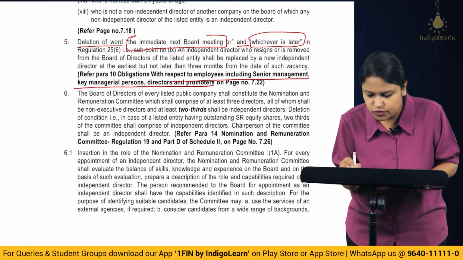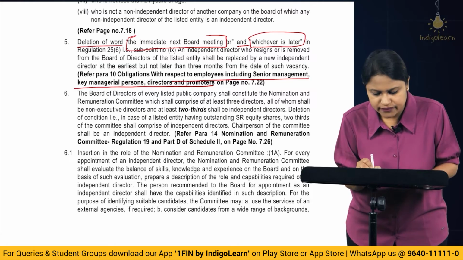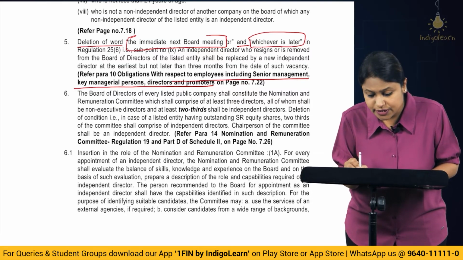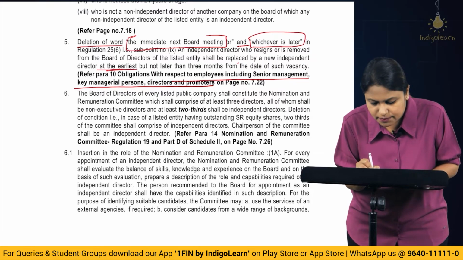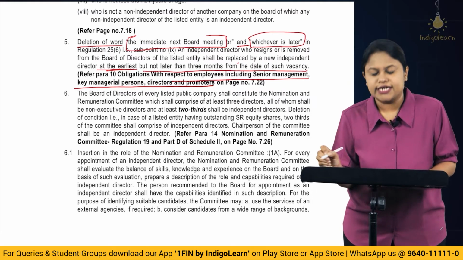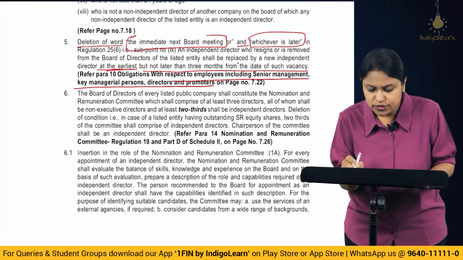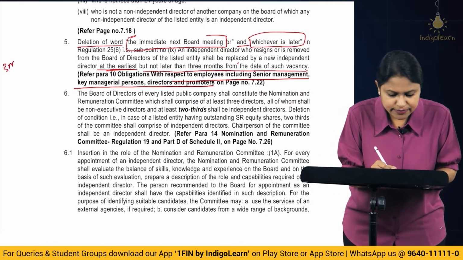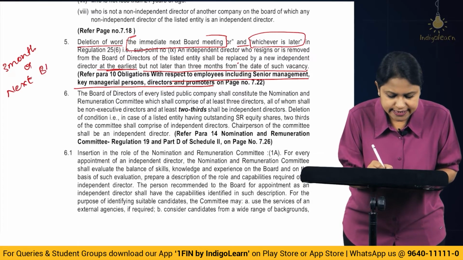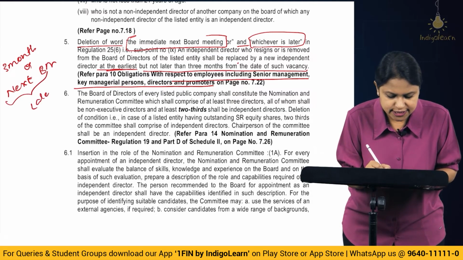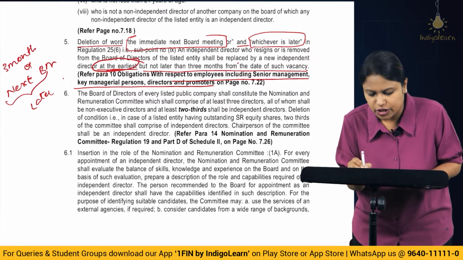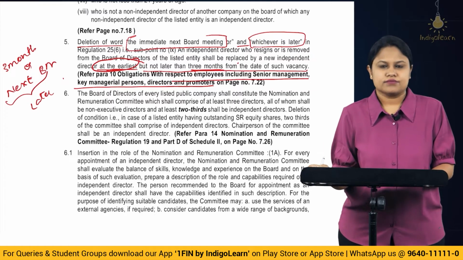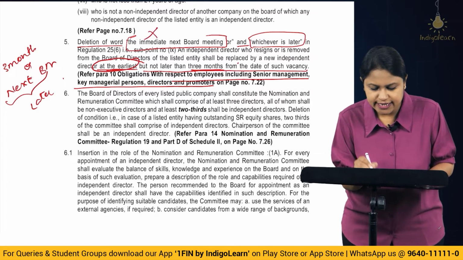An independent director who resigns or is removed from the board of directors of the listed entity shall be replaced by a new independent director at the earliest, but not later than 3 months from the date of such vacancy. So now they don't have the comparison of 3 months or next board meeting, whichever is later. This comparison is not there. Now they simply say earliest, but it should not be more than 3 months. Got it? So this comparison has now been eliminated.